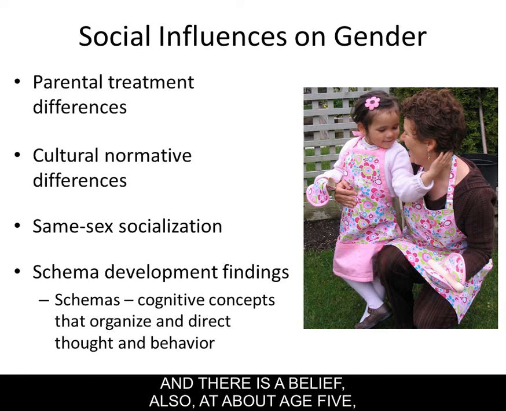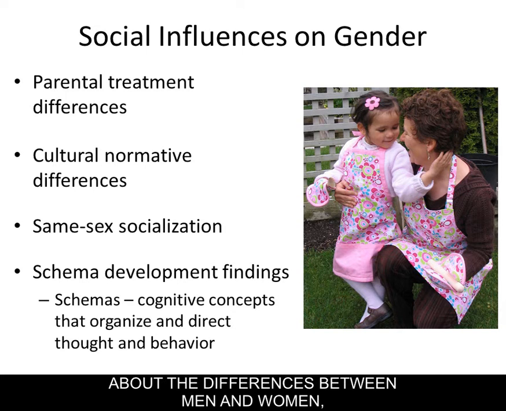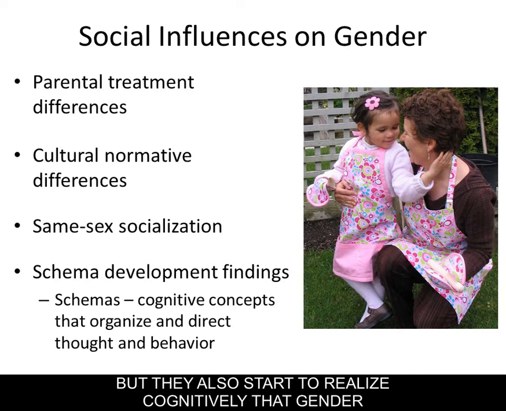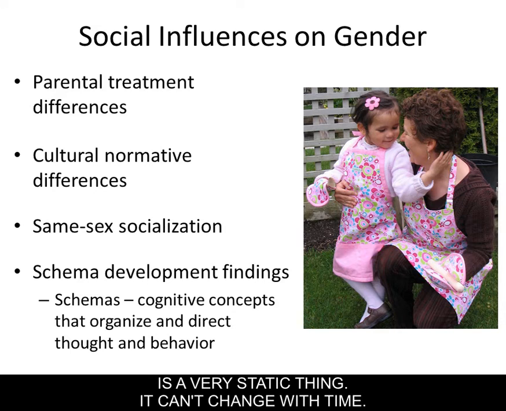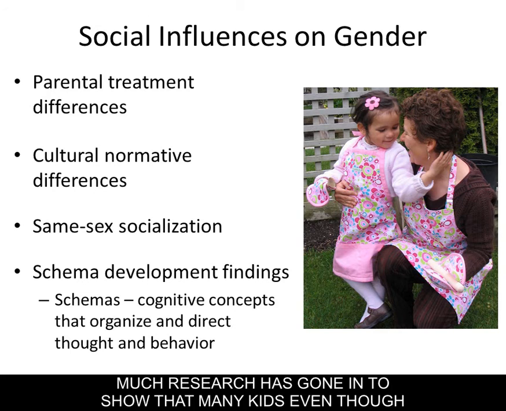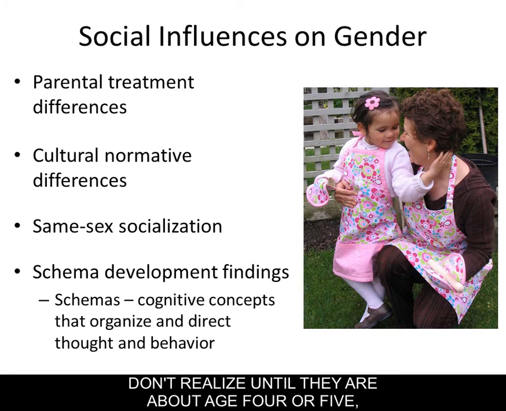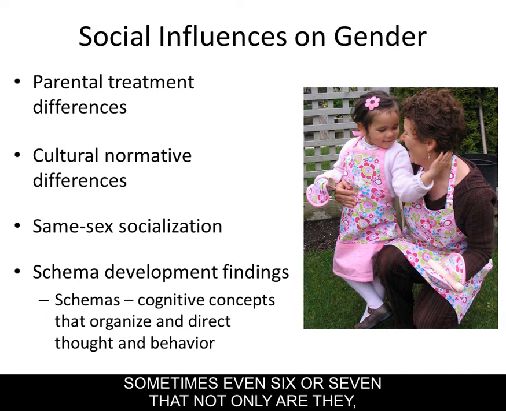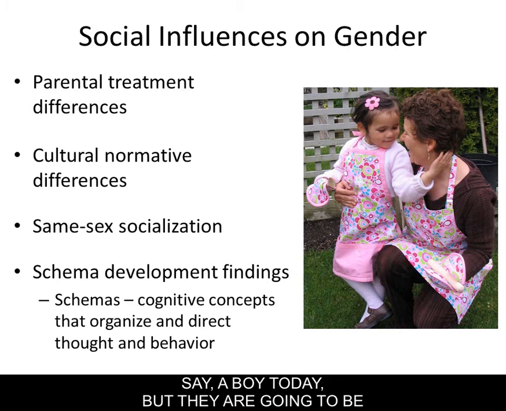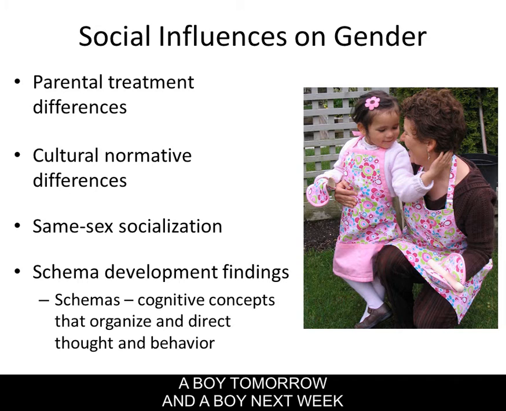And there's a belief also that at about age 5, not only do kids start to form schemas about the differences between men and women, but they also start to realize cognitively that gender is a very static thing. It can't change with time. Much research has shown that many kids, even though they can recognize differences between boys and girls and can recognize at a young age if they're a boy or girl, don't realize until they're about age 4 or 5, sometimes even 6 or 7, that not only are they, say, a boy today, but they're going to be a boy tomorrow, and a boy next week, and a boy for the rest of their life.